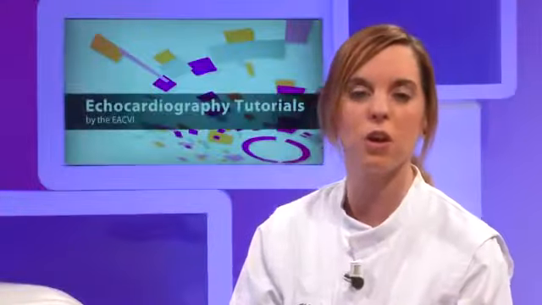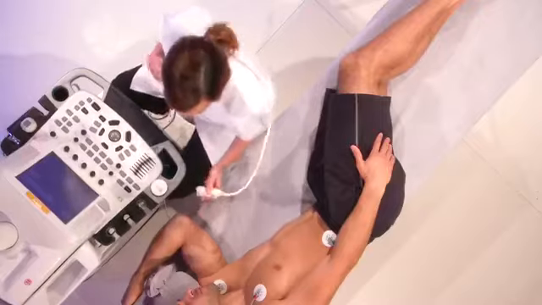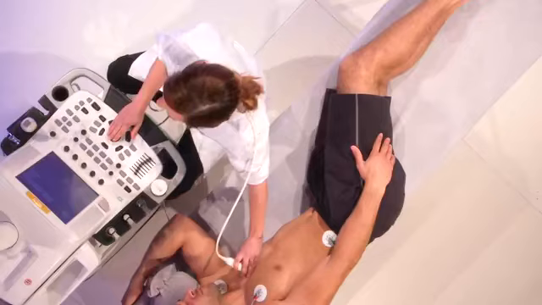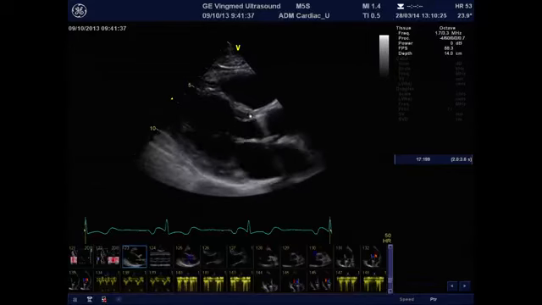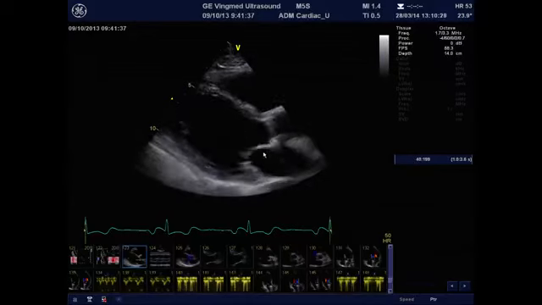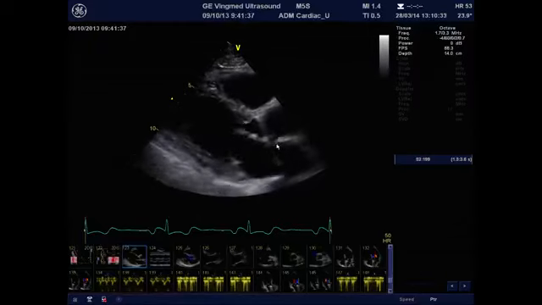Today I will show you how to evaluate a mechanical valve in aortic position. So this is a patient with a Carbomedics number 25. First we're going to start the exam as usual in parasternal long axis view. Here you can see the aortic prosthesis, and you can evaluate the movement of both leaflets. Here you can clearly see that both leaflets are moving symmetrically.